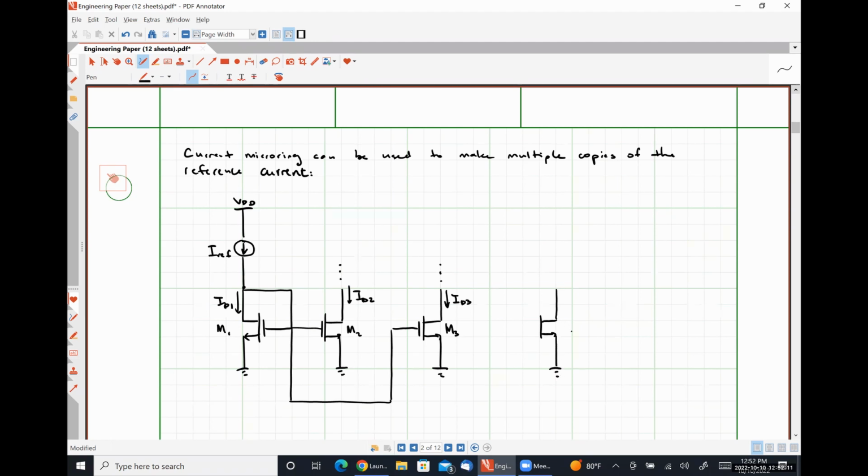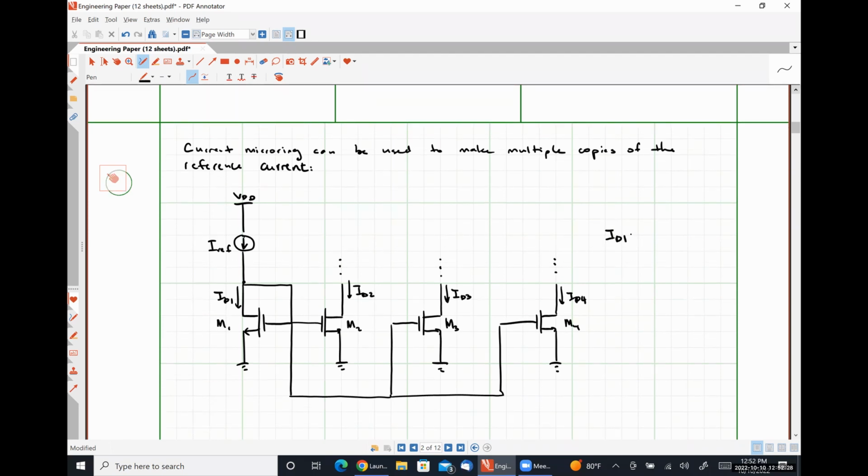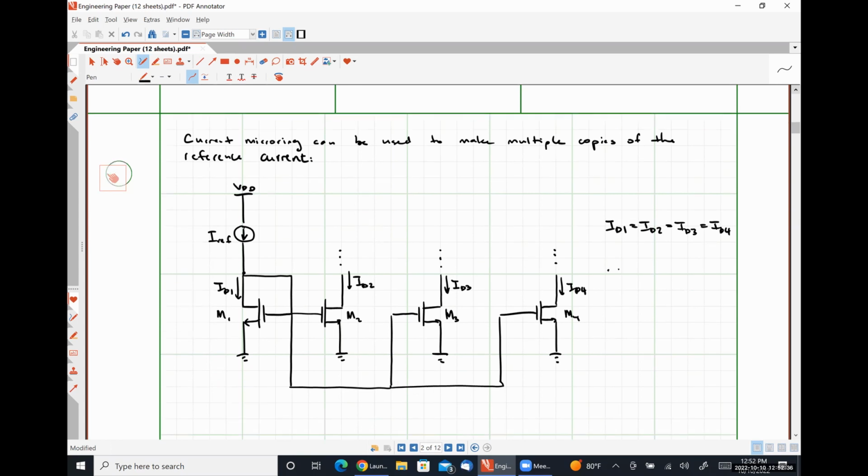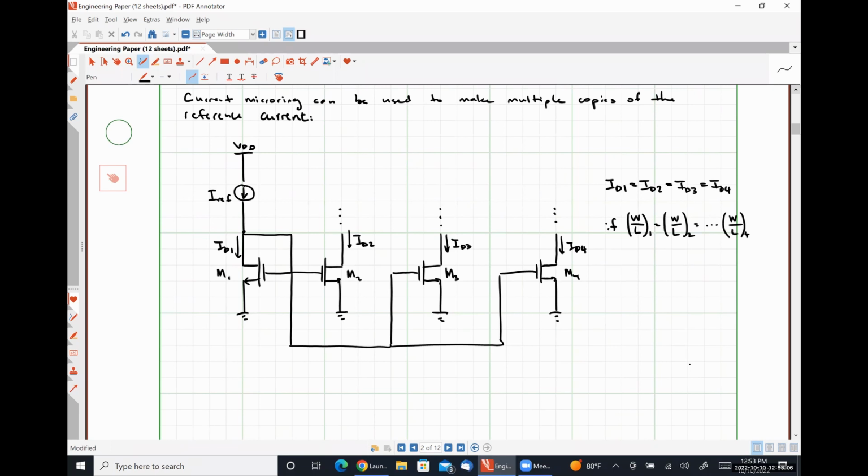So will transistor M4 over here. Where ID1 will be equal to ID2, will be equal to ID3, will be equal to ID4 if W over L1 is equal to W over L2 is equal, all the way up to W over L4. So effectively, if we make all of these transistors identical, then we're making just multiple copies of the same current over and over and over again, right? If we change the aspect ratios of the transistors, that allows us to scale the reference current.